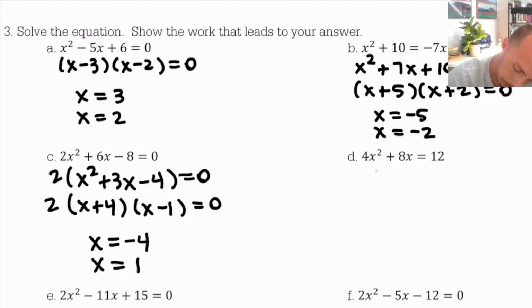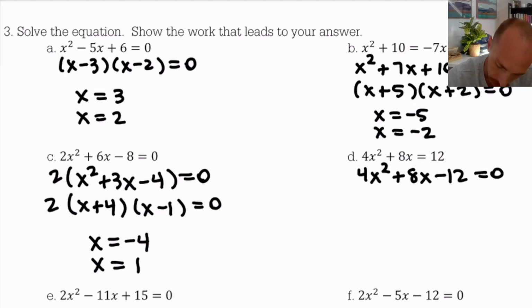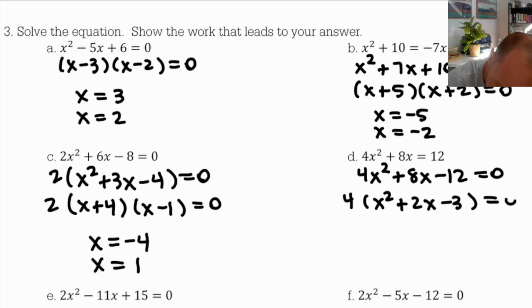4x squared plus 8x plus 12, we're going to have to set to 0 first. Then we're probably looking for a greatest common factor. Yes, I'm seeing 4 in all three terms. So 4 times x squared plus 2x minus 3. So I hold on to the 4. And two numbers that multiply to negative 3 while adding to positive 2 would be x plus 3, x minus 1.